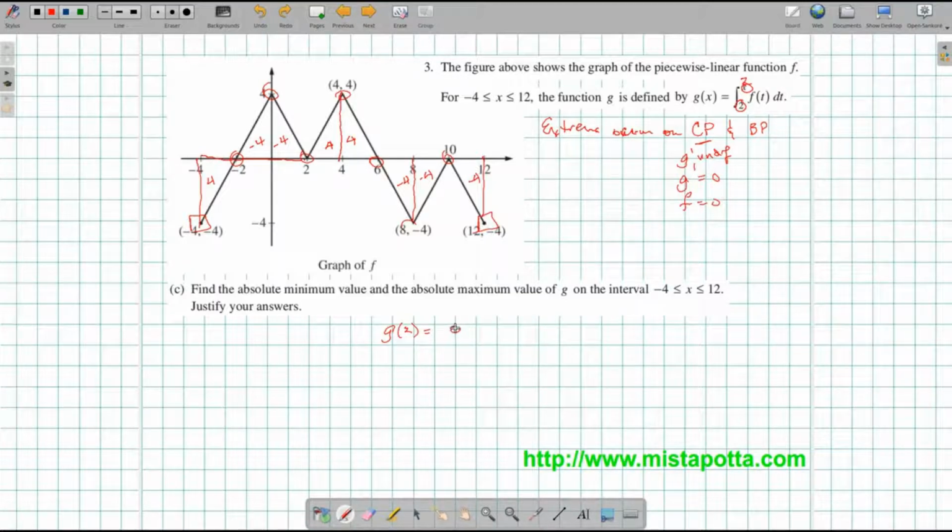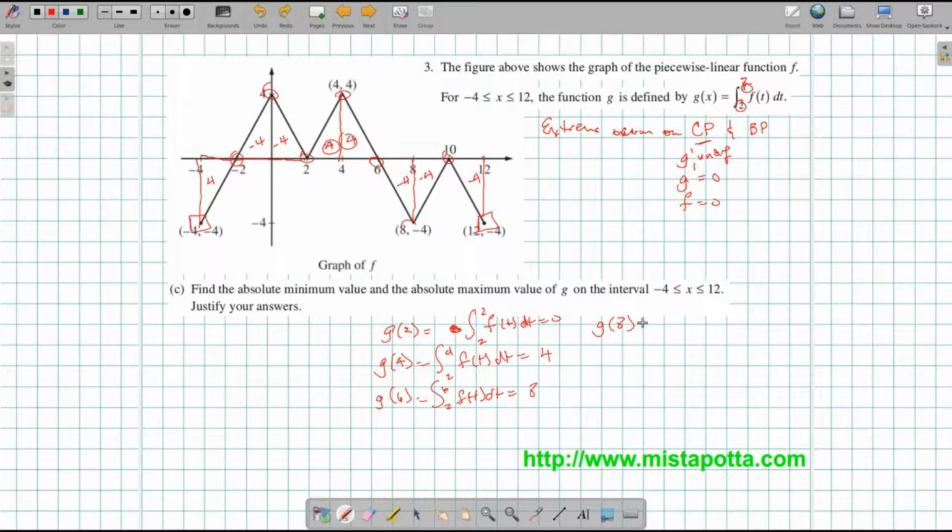So g of 2 is really equal to the integral from 2 to 2 of f of t dt, which is 0. G of 4 is going to be the integral from 2 to 4 of f of t dt, which is 4. G of 6 is going to be the integral from 2 to 6 of f of t dt, which is going to be the 4 and the 4 here, which is 8.